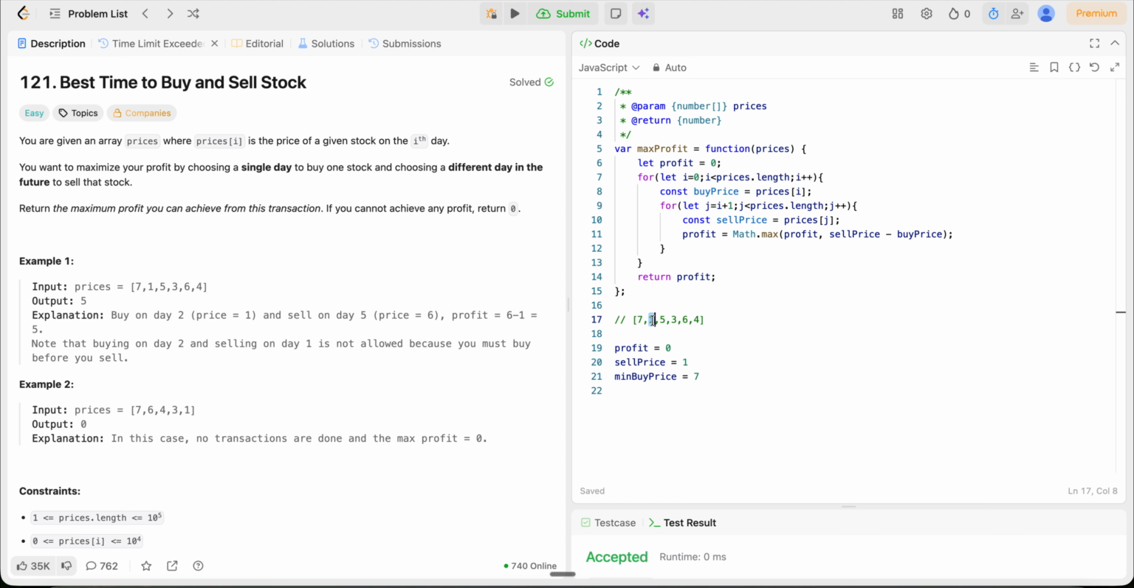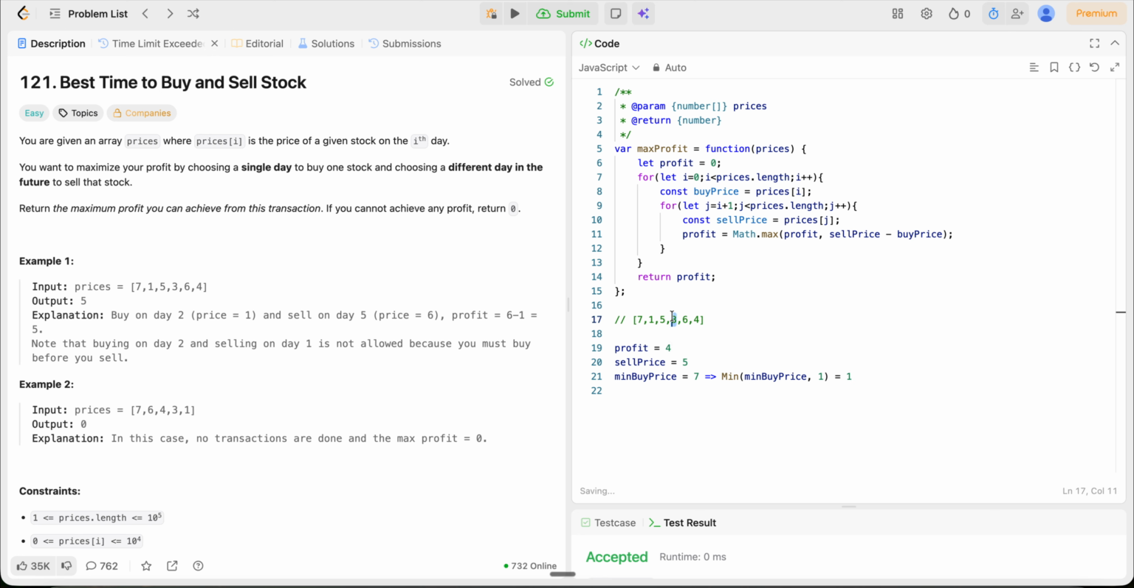Now once I am moving from 1 to 5, before moving, can I do the minimum of min buy price comma 1, which is my current element? If I do that, I will again get an answer. Min buy price is now 1, right? Now the minimum buy price is 1. The sell price I can move to 5. Now 5 is my selling price and my minimum buying price is 1. 5 minus 1 is 4. So I will update my value.